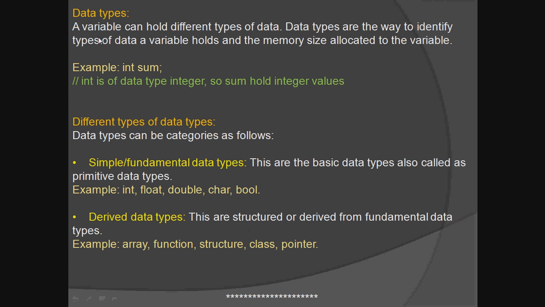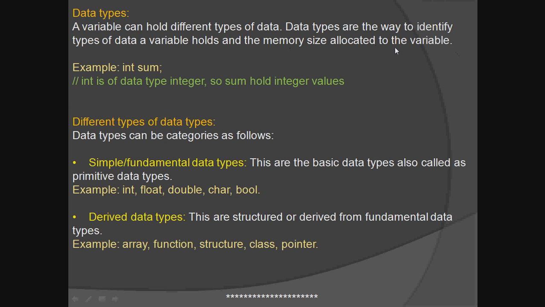Now, data types. A variable can hold different types of data. Based on that, it can hold alphabets, numbers, decimal point values, negative numbers, and positive numbers. But it cannot hold the fractionals. Data types are the way to identify the types of data a variable holds. Using the data type, the compiler is able to identify what type of data a variable will store.